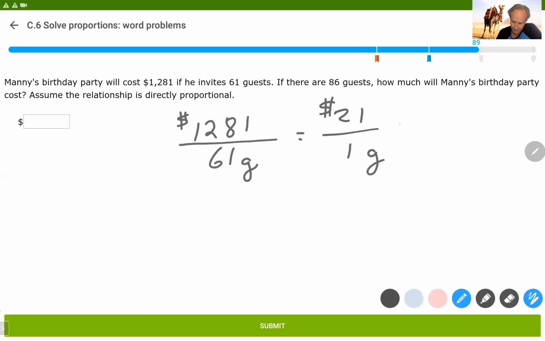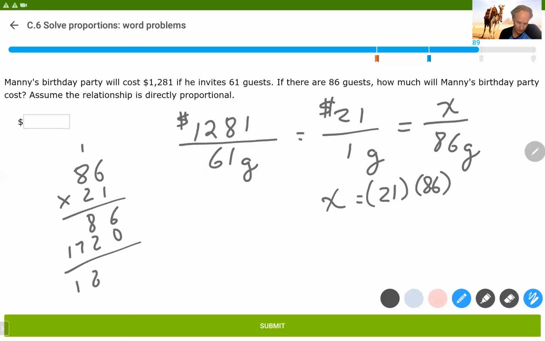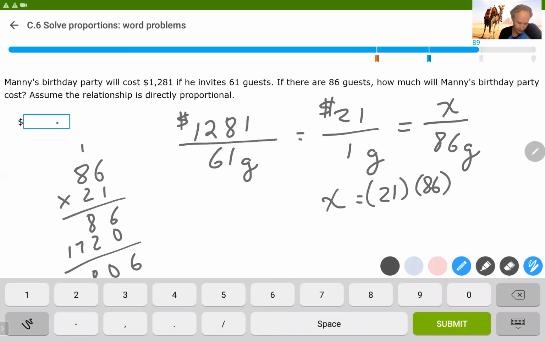And if there are 86 guests, we have to multiply. Let's go ahead and just do 86 guests. And we want to know how much money it costs. So we have x is equal to $21 times 86 guests. And 86 times 21 is 6 and 8 and 0 and 2 and 1 and 17. 1806. That's a pretty expensive birthday party. 1806.